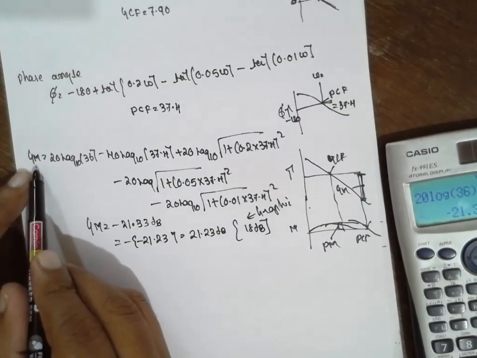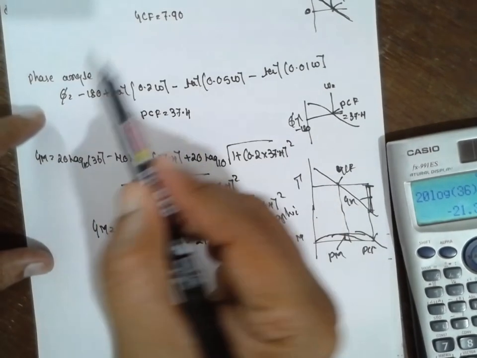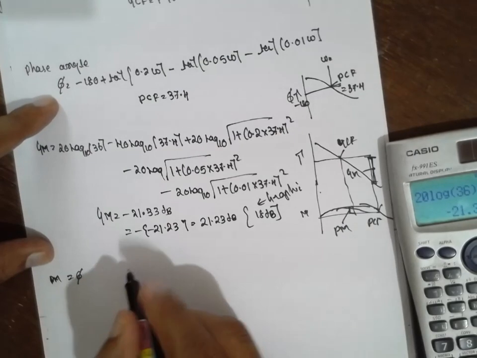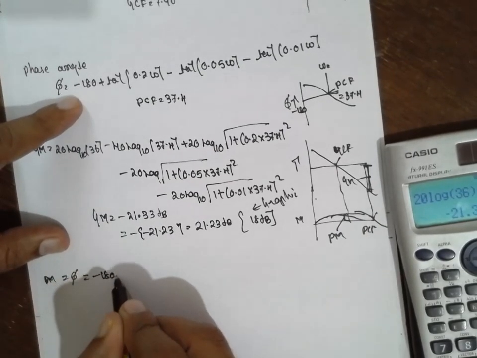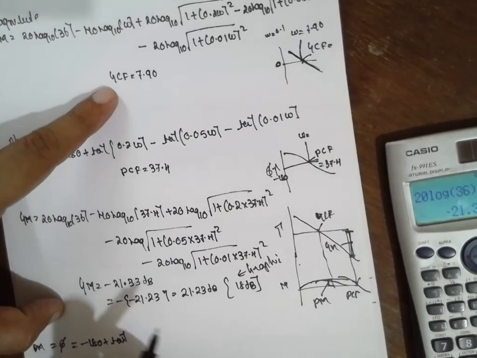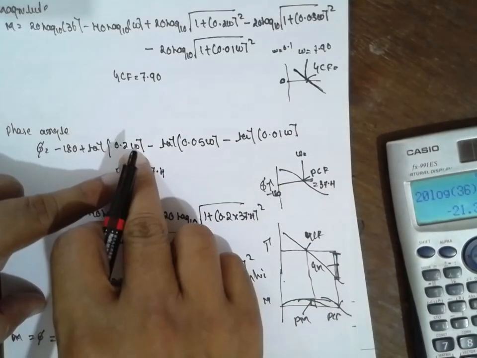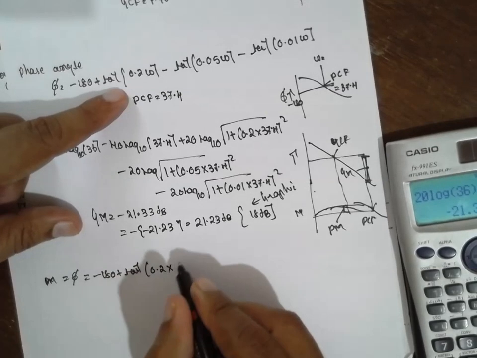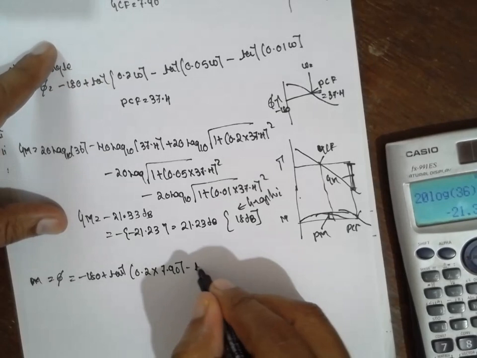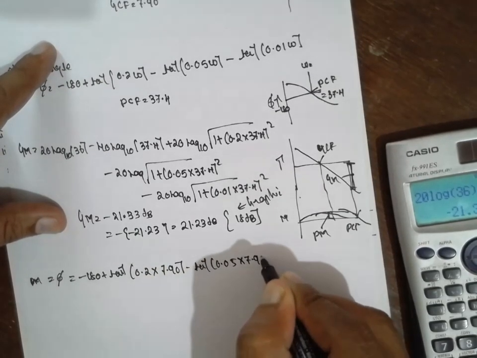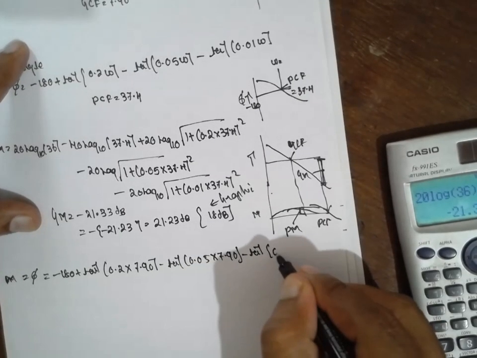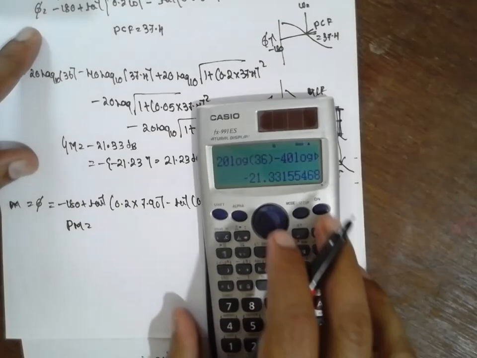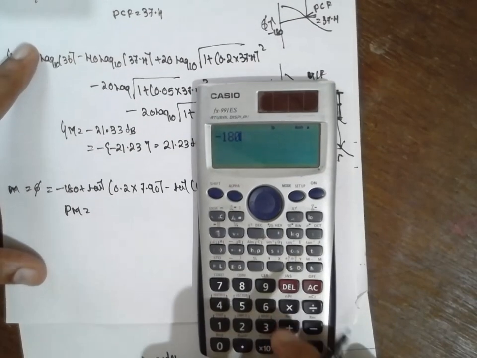Similarly, if I treat this value as omega and substitute here, I get the GM value. In the same way, if this value is treated as omega and substituted in the phase angle, you will get the PM value. Phi is equal to 180 plus tan inverse 0.2 into 7.90 minus tan inverse 0.05 into 7.90 minus tan inverse 0.01 into 7.90. You will get PM now.